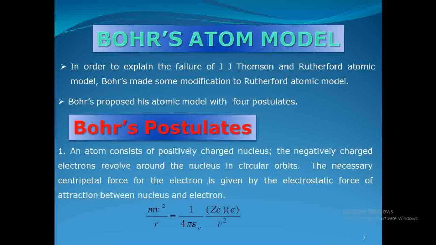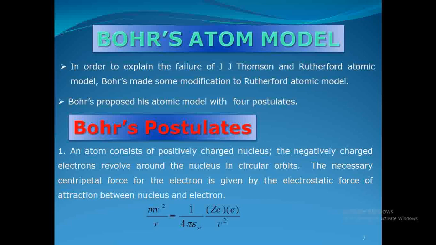Under that, the first postulate goes like this: any atom consists of a positively charged nucleus, according to Rutherford itself, and the negatively charged electron revolves around the nucleus in different circular orbits. The necessary centripetal force is provided by the electrostatic or Coulomb force of attraction between the nucleus and the electron. On the left hand side of the equation we have mv square by r, that is the centripetal force. On the right hand side we have the Coulomb force, 1 over 4 pi epsilon naught q1 q2 divided by distance square.